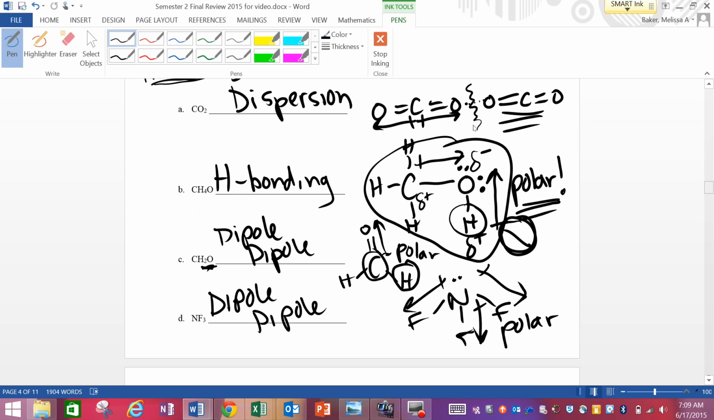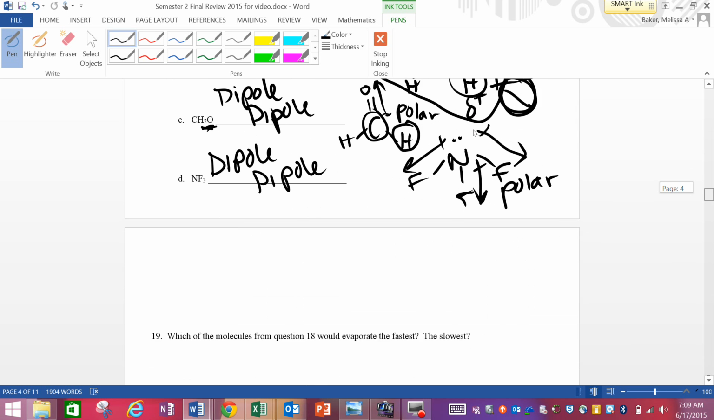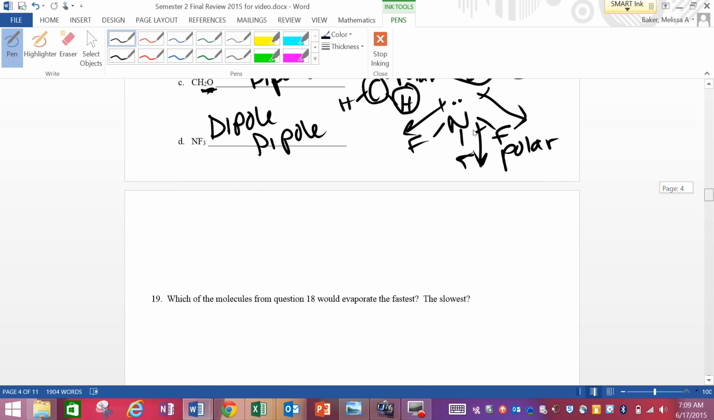And finally, the last question from this second page, which of the molecules would evaporate the fastest? Well, we already said this. The carbon dioxide molecules, because they have weak intermolecular forces between them. Easy to break. Which one would be the hardest? The one where the molecules love each other. CH4O. And that concludes page 2.